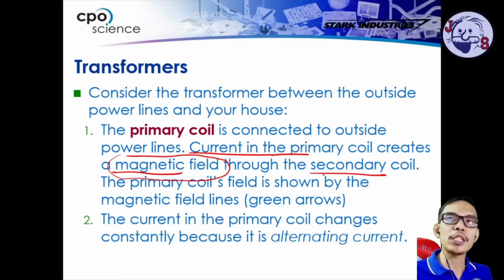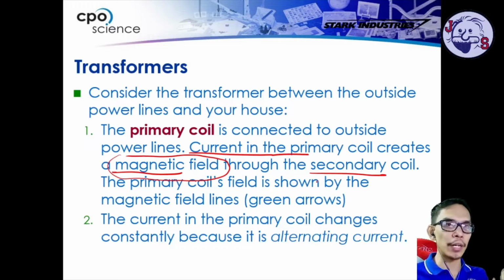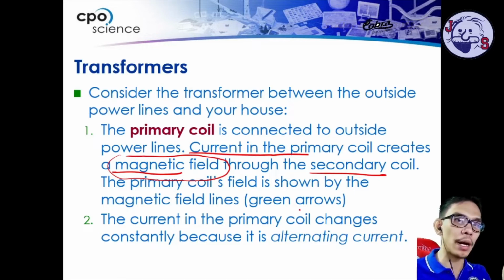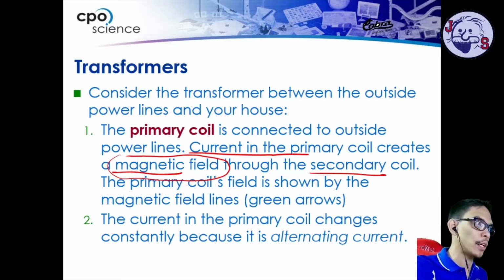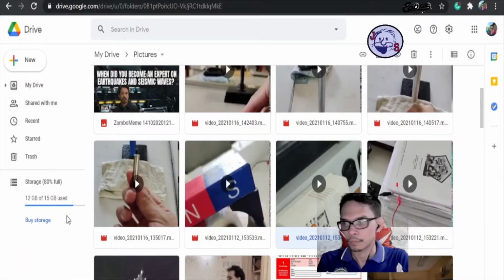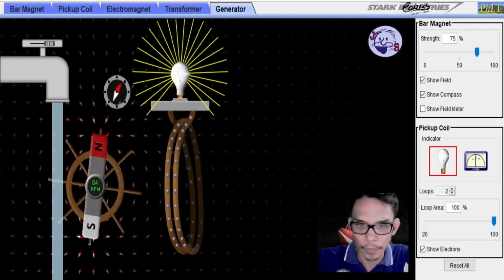So, a transformer only uses alternating current. There's no such thing as a DC transformer. Alright, so there's no such thing as a DC transformer. Let's go to the simulation, I will show you that one in the simulation that we have right here.